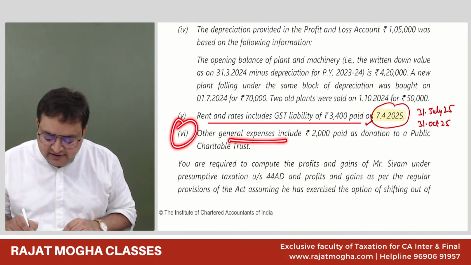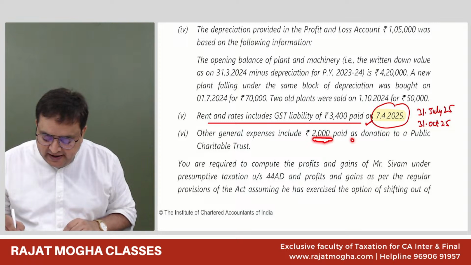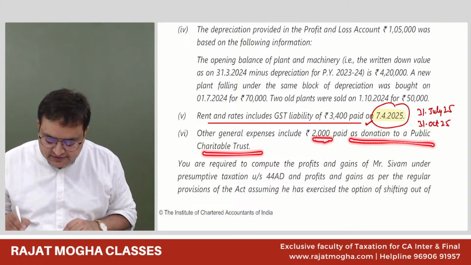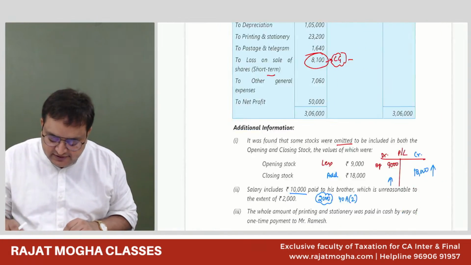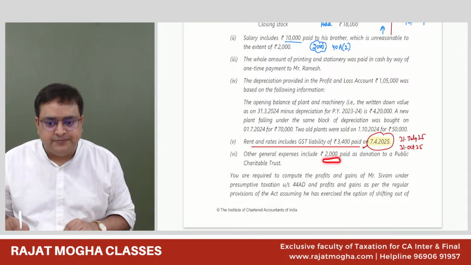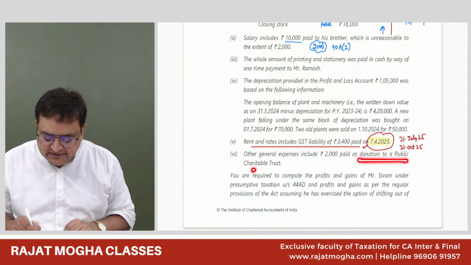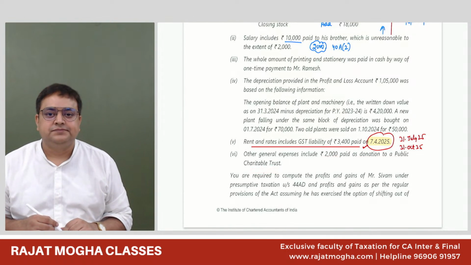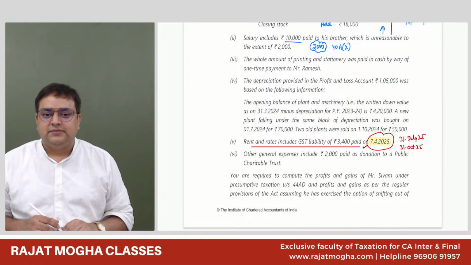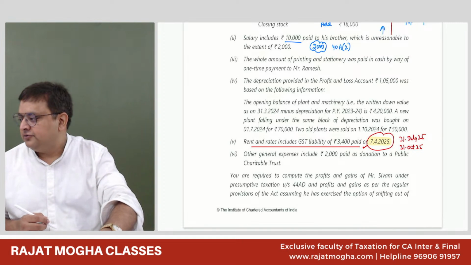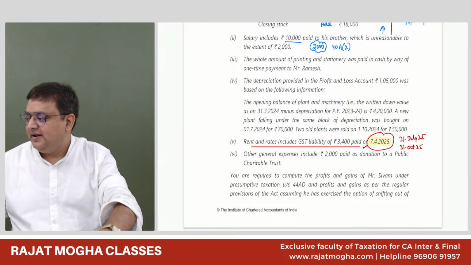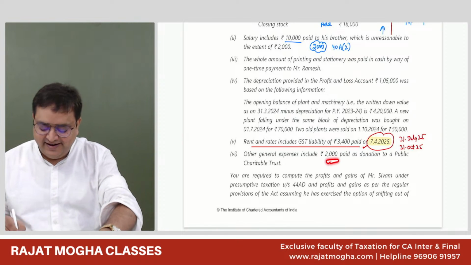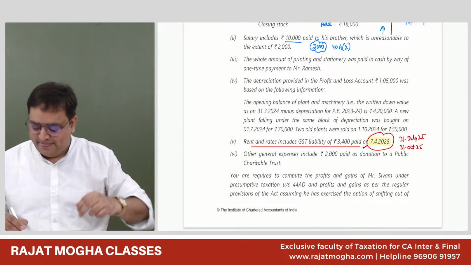Other general expenses include 2,000 paid as donation to a public charitable trust. Guys, these are the general expenses, 7,060. It includes 2,000 rupees paid as a donation to a public charitable trust. Allowed or not allowed? Everybody, students on YouTube, please tell me. Should we disallow it as an expense and show it under deduction?